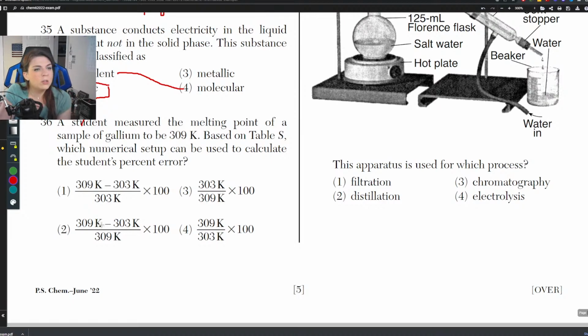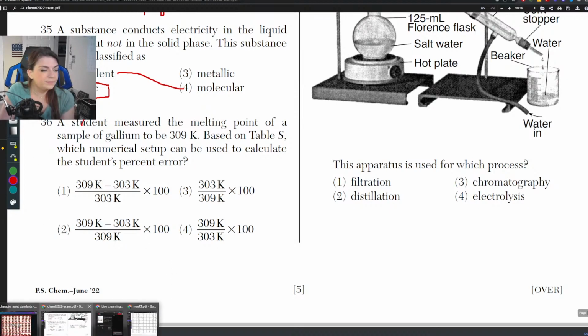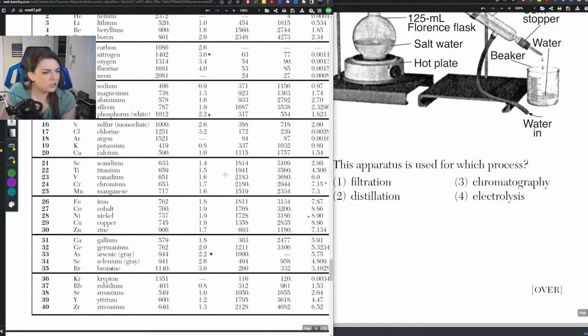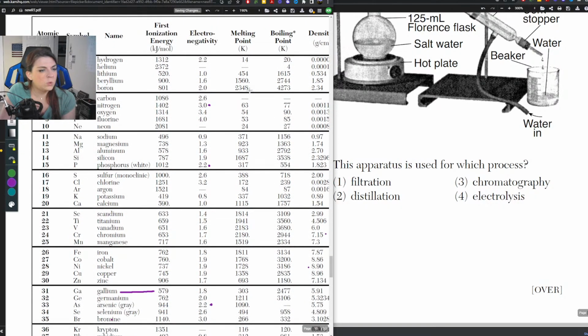36. A student measured the melting point of a sample of gallium to be 309 Kelvin. Based on Table S, which numerical setup can be used to calculate the student's percent error? Okay. We need the melting point of gallium in Kelvin in order to do this. Gallium is Ga. It's right here. And the melting point is that first thing. It's 303.